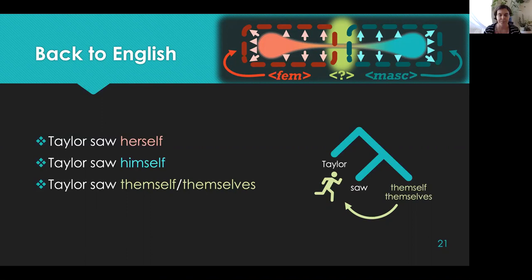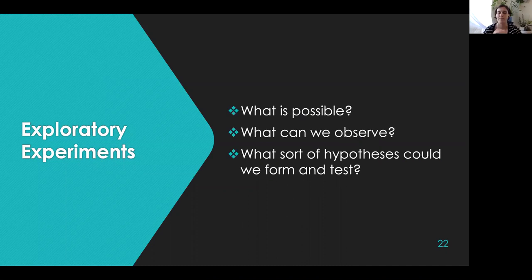So what is actually possible with this co-reference? What can we observe people doing? How do they react to these sentences? How do they produce these sentences, which I won't be getting to? But then also, what is the cognitive process behind learning to use words like themself or themselves for individuals rather than for groups? How can we learn to do that? And what's the process for doing that? And so these are a lot of the questions that the exploratory research in this area is doing.